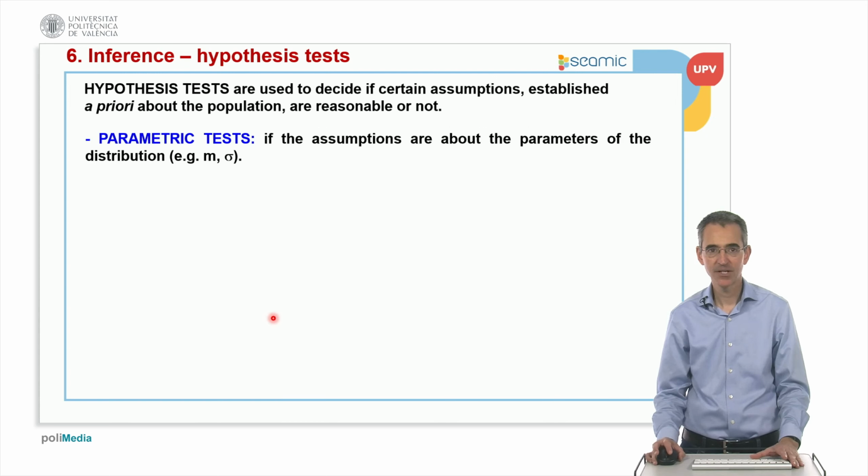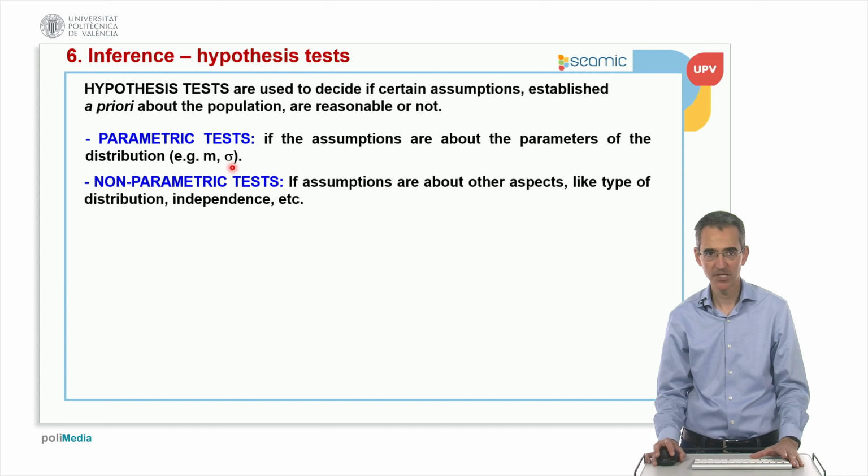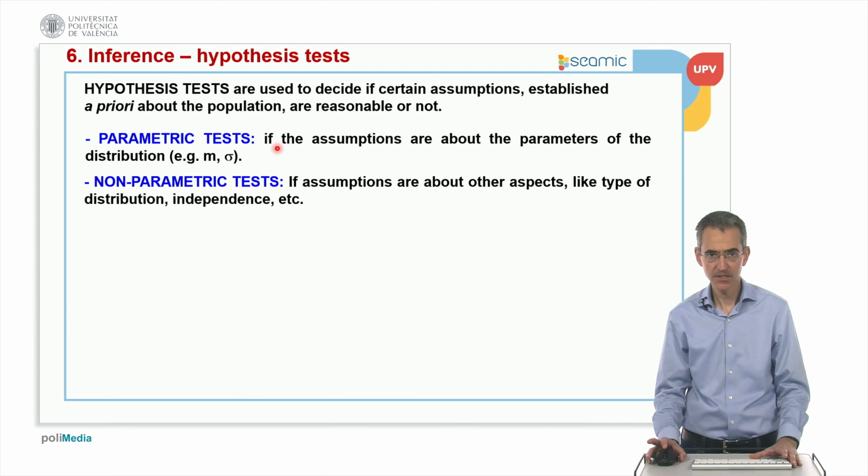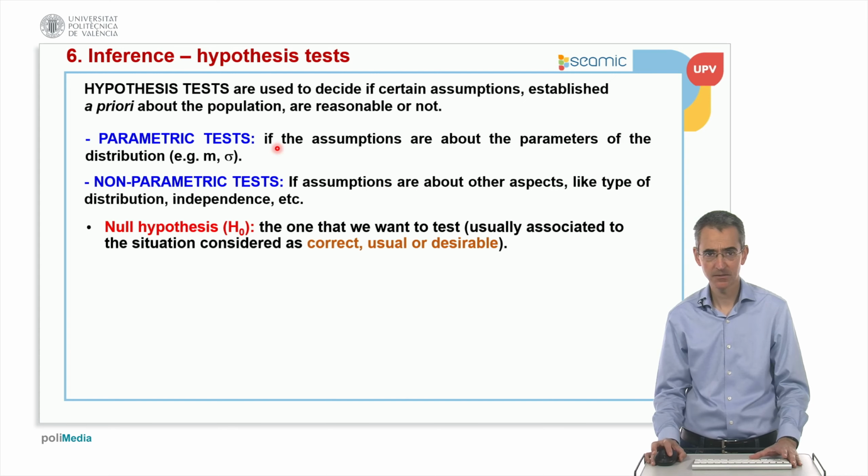Okay? And then there are different kinds of tests. Some of them are parametric. This is if the assumptions are about the parameters of the distribution. For example, the test is about the average of the population or about the standard deviation of the population. But there are other non-parametric tests if the assumptions are about other aspects. For example, like the type of distribution or independence in a table. In this unit in particular, we will only explain the parametric tests.